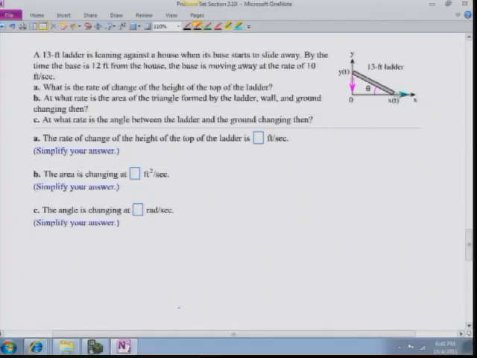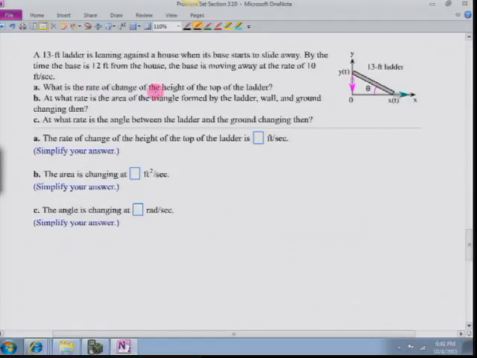All right. A 13-foot ladder is leaning against a house, and its base starts to slide away. So the base of the ladder is moving away. By the time the base is 12 feet from the house, the base is moving away at a rate of 10 feet per second. Wants to know 3 things.